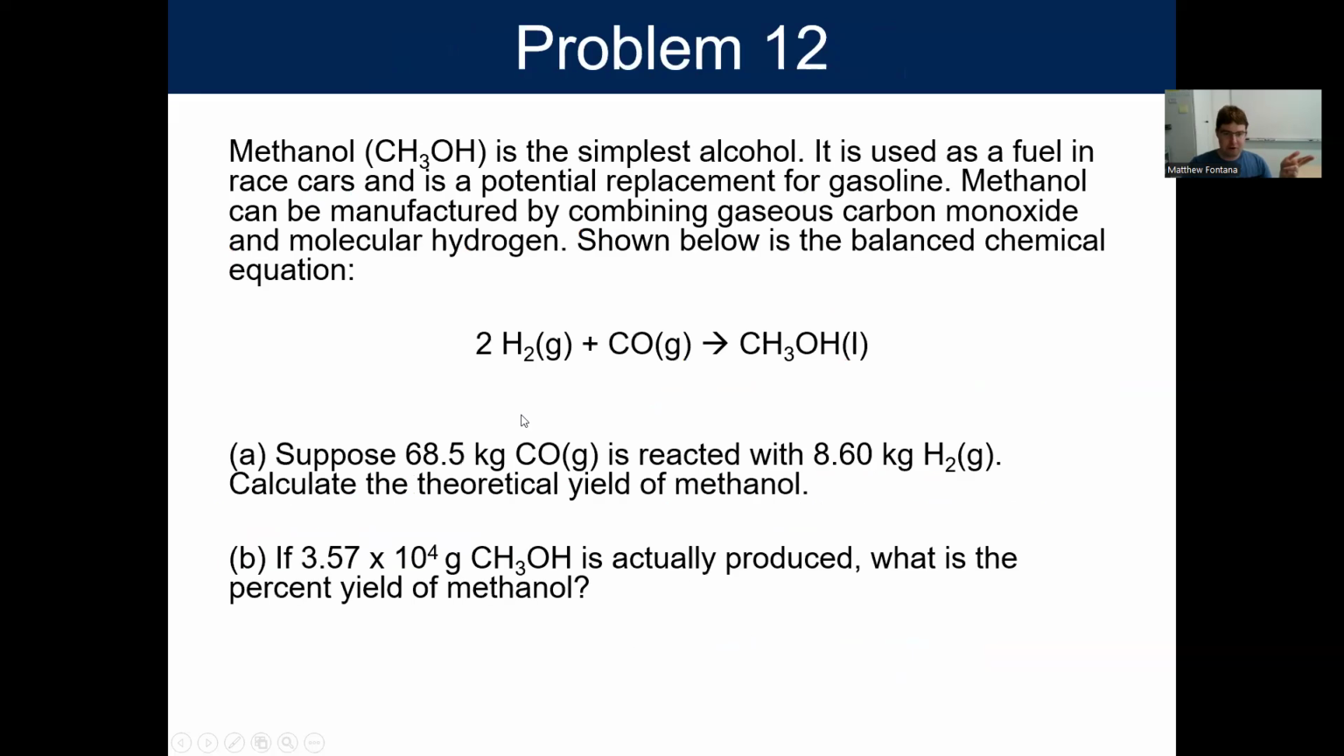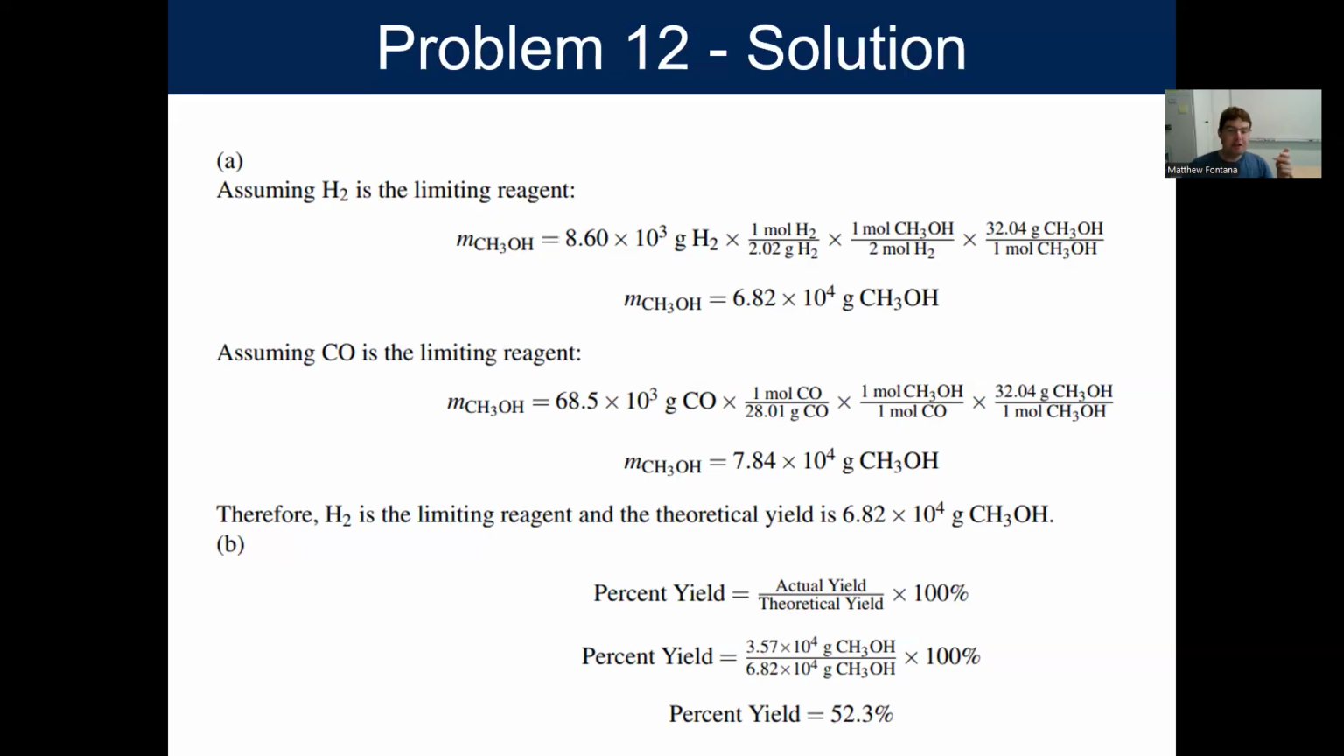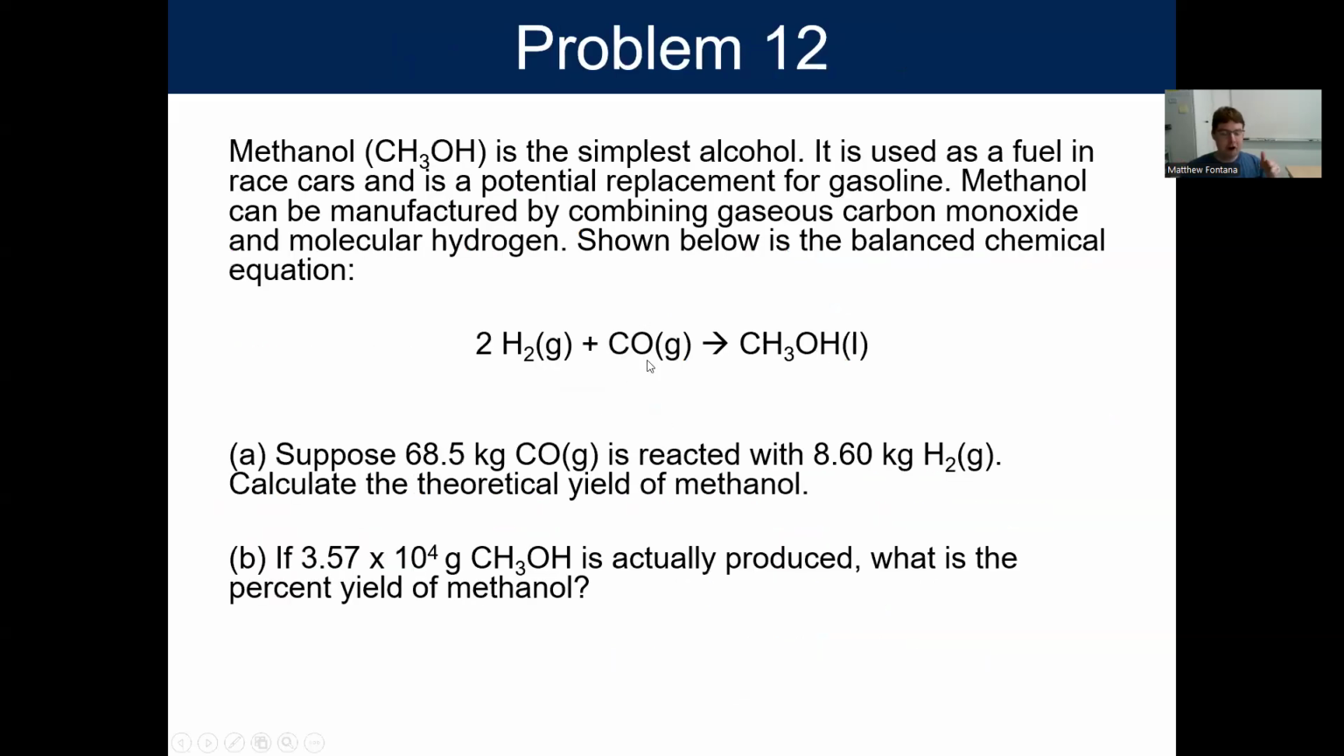And so if we go back to our question, we see that we have 68.5 kilograms of carbon monoxide. So what you'll see here is we start off with 68.5 kilograms of carbon monoxide. You can then look up the molar mass of carbon monoxide. You can then go from grams of carbon monoxide to then moles of carbon monoxide. Then, just like we did in the earlier question, we can then use the molar mass to pivot from moles of carbon monoxide to moles of methanol.